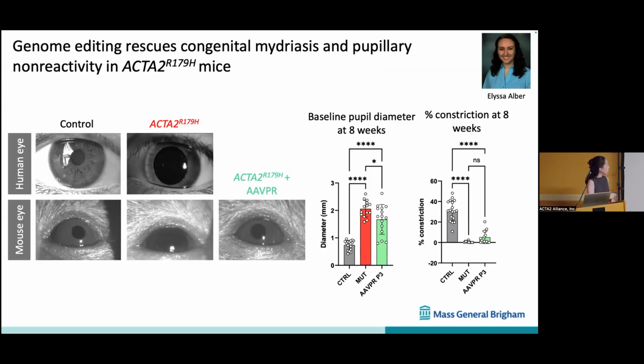So in this top row, we see a human eye. This is a control, and this is an eye of one of our patients. You'll notice that the pupil is very large, fixed, dilated, and not responsive to light stimulus. And we see the exact same phenotype in our mouse model. We see this huge pupil.